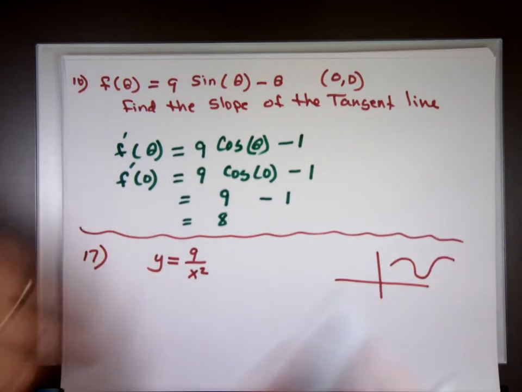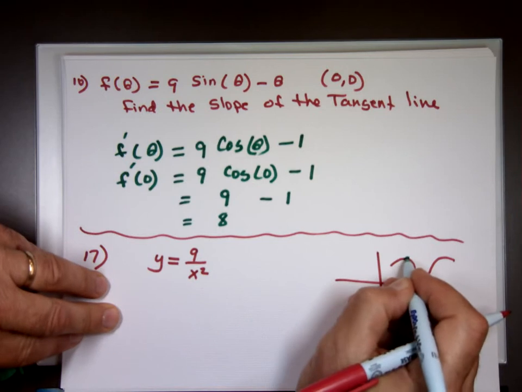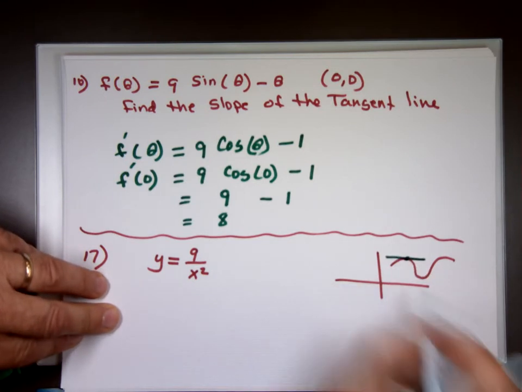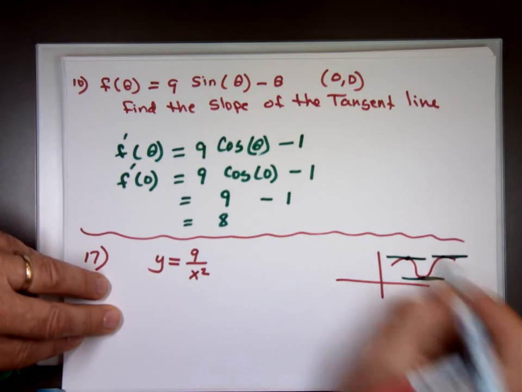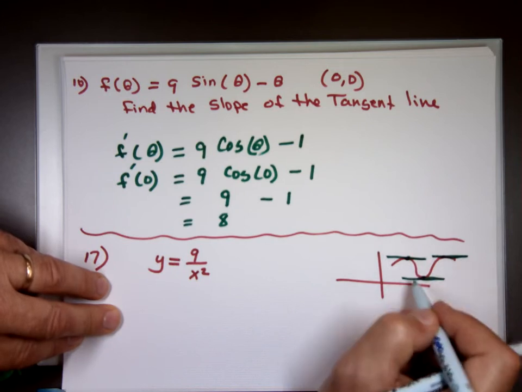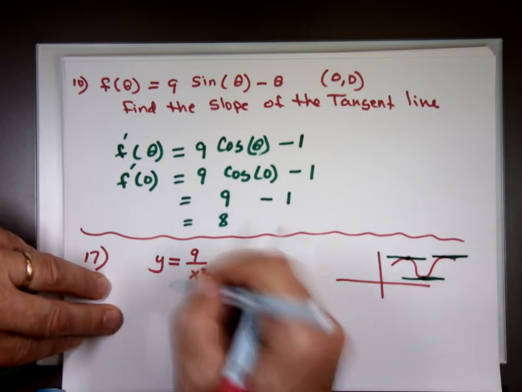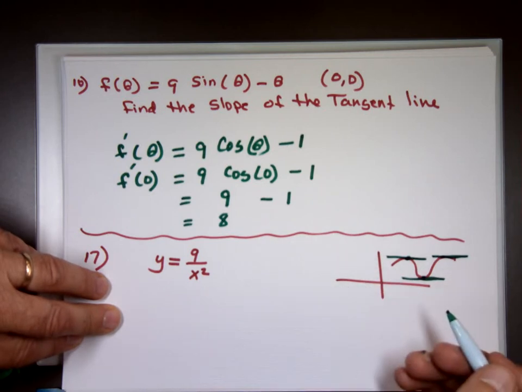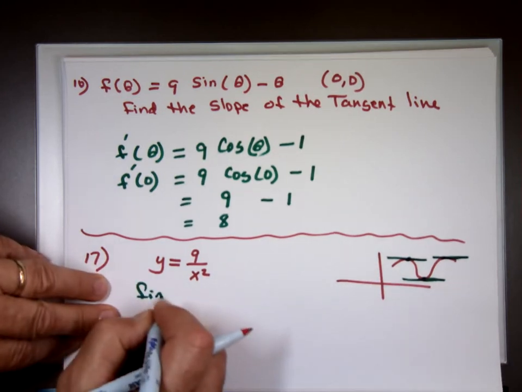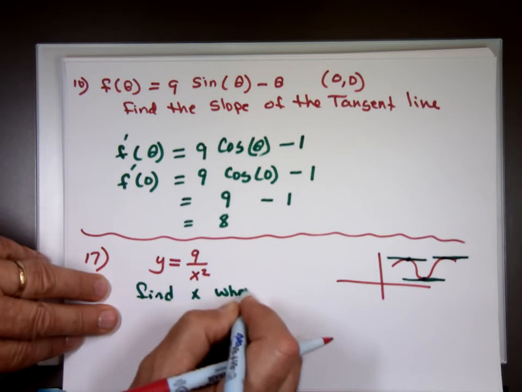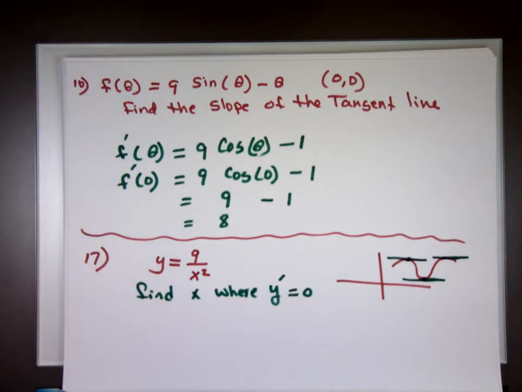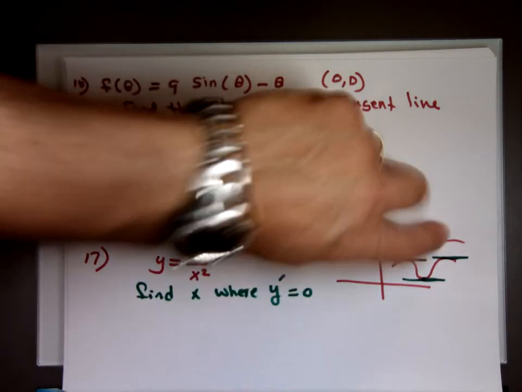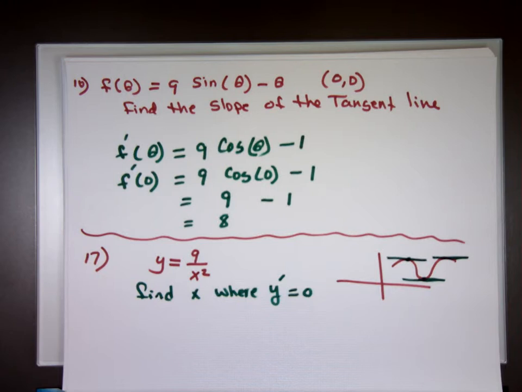Notice this point here has a horizontal tangent line. This point here has a horizontal tangent line. This point has a horizontal tangent line. The slope of these lines is always what? 0. So that's basically what it's saying. Find the x where the derivative is equal to 0. The derivative, not the derivative at 0. The derivative is equal to 0 because the derivative is the slope of the tangent line. And if the tangent line is horizontal, the derivative of that is 0.